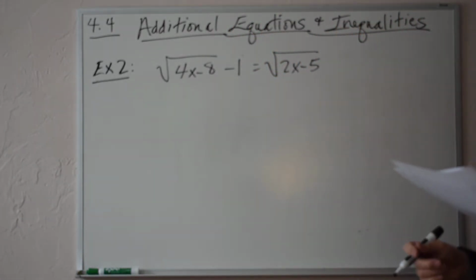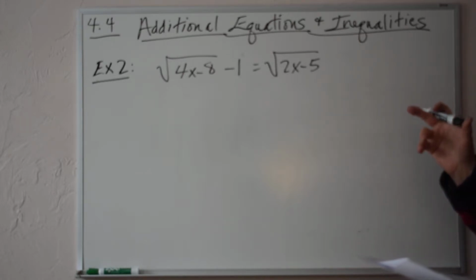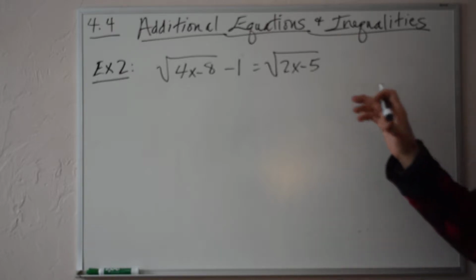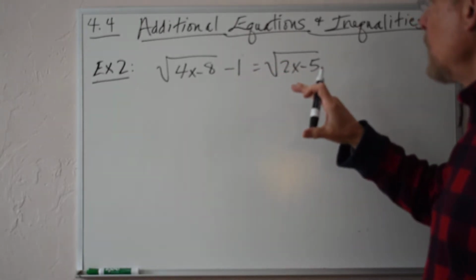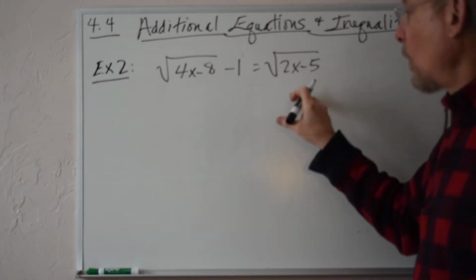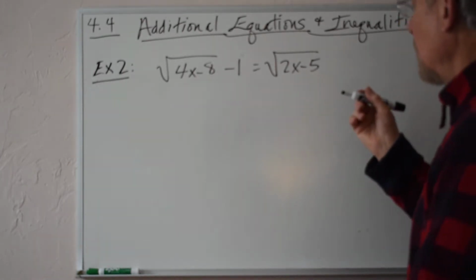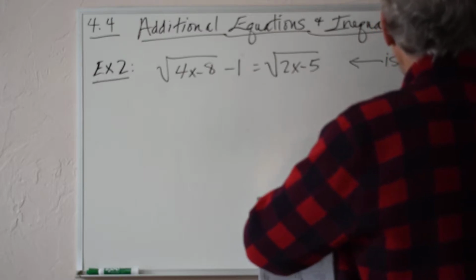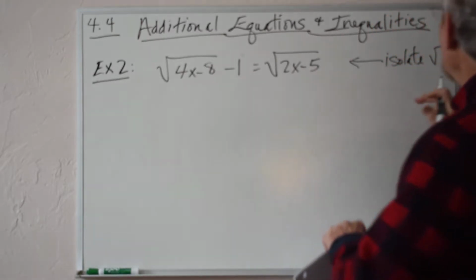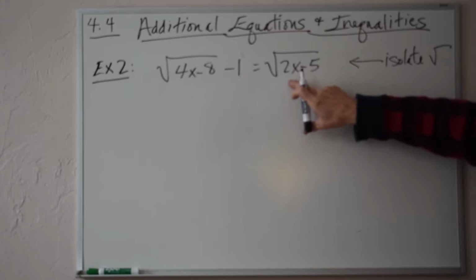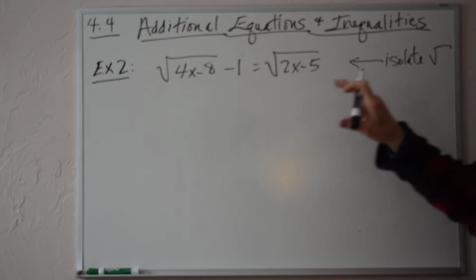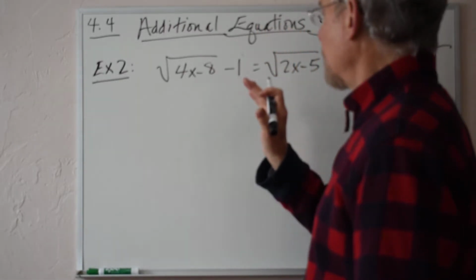There's our problem. The approach is this. Isolate one of the radicals. That is, rearrange your equation so that at least on one side the radical is isolated. Well, luckily for us in this case, they've given us a situation where one of the radical expressions is already isolated. So that's taken care of for us.